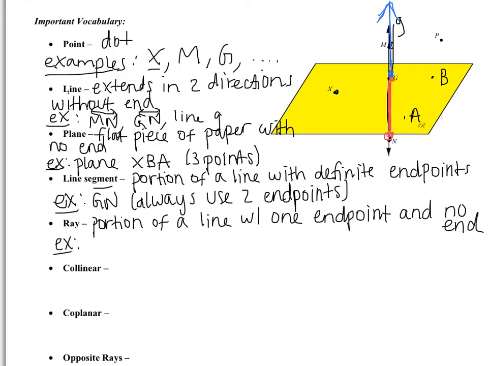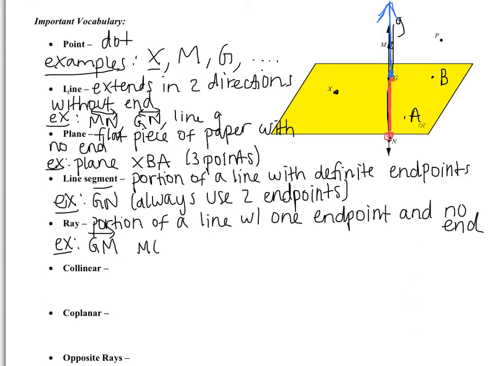So how to write this is we always write the endpoint first. So G is the endpoint. And then we write a point in the way that the ray continues. So the ray continues towards M. And then we write a ray over the top. The direction of the ray is really important. This is saying start at G, continue towards M.